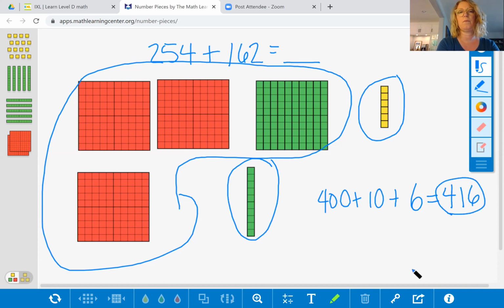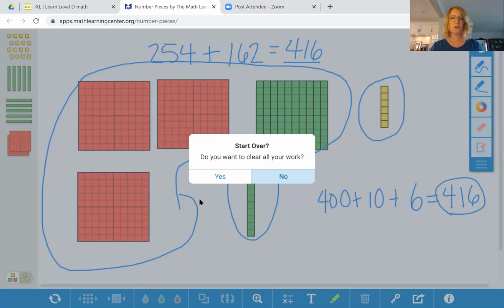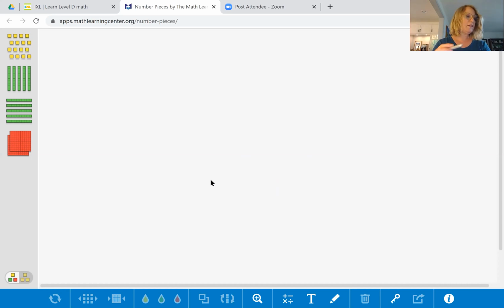So going back to our problem, 254 plus 162 is 416. So that is strategy number 1. Strategy number 1 is building the numbers. And if you don't have these blocks at home, you can draw them, or I will also send out the link to this website so that you can use it as well, because it's pretty fun to play around with. Strategy number 1, building. Strategy number 2 is very similar to building, but we don't need the blocks anymore.